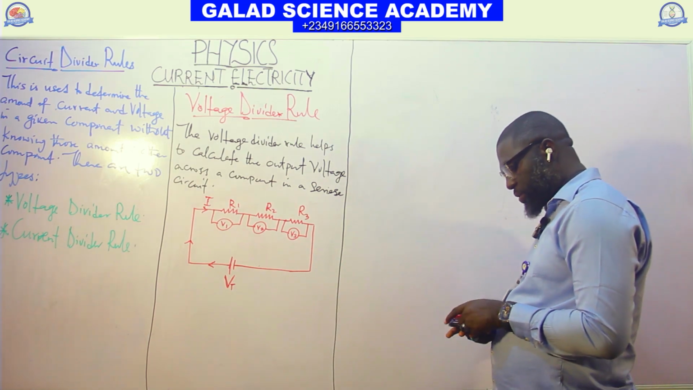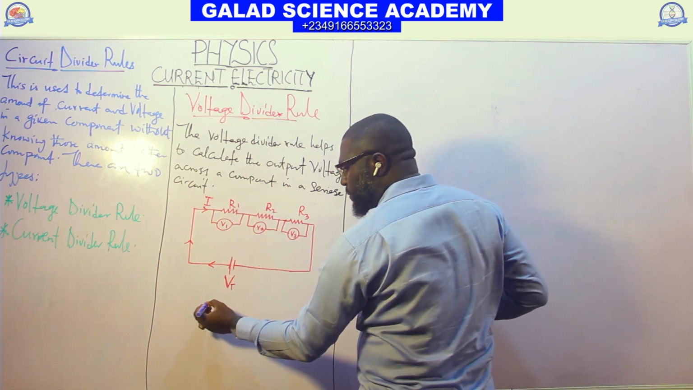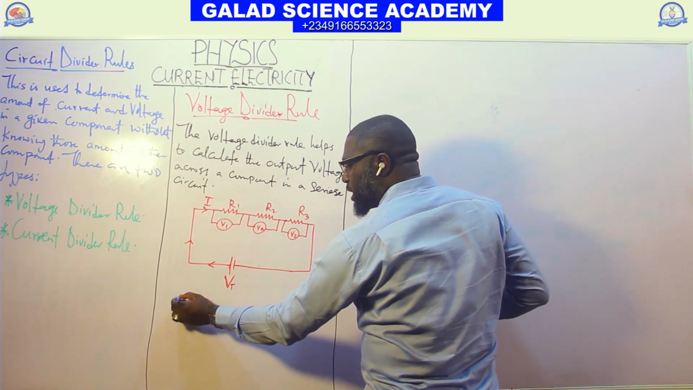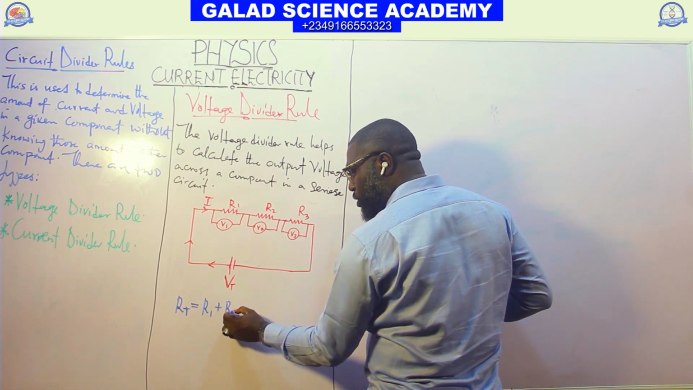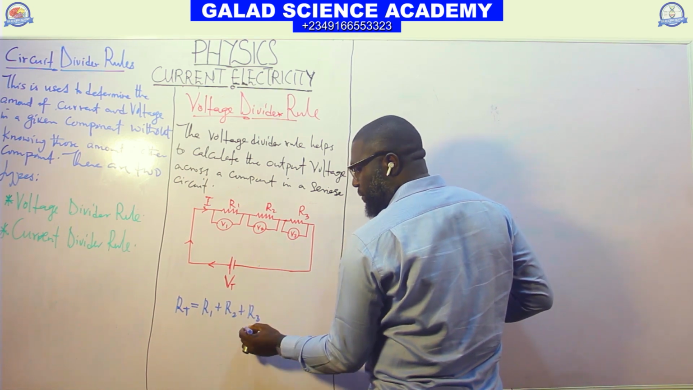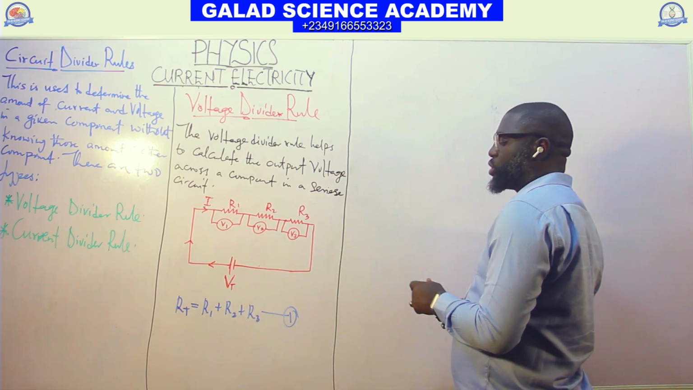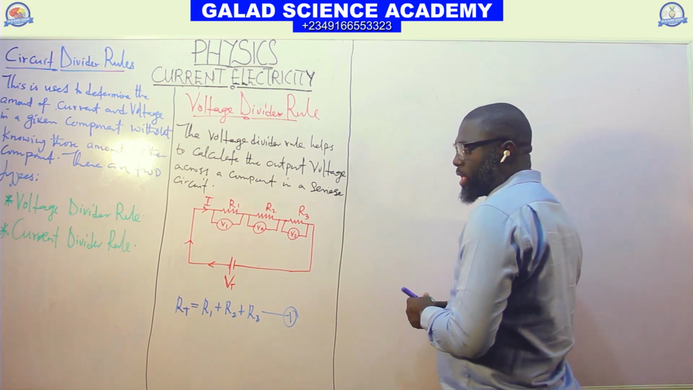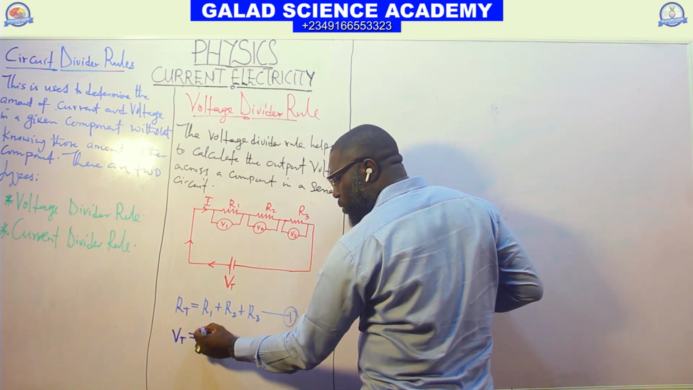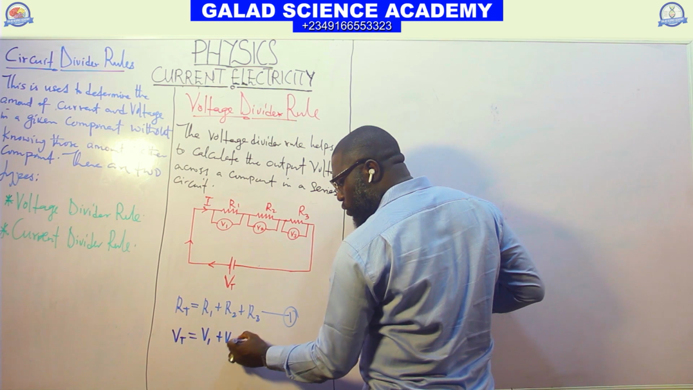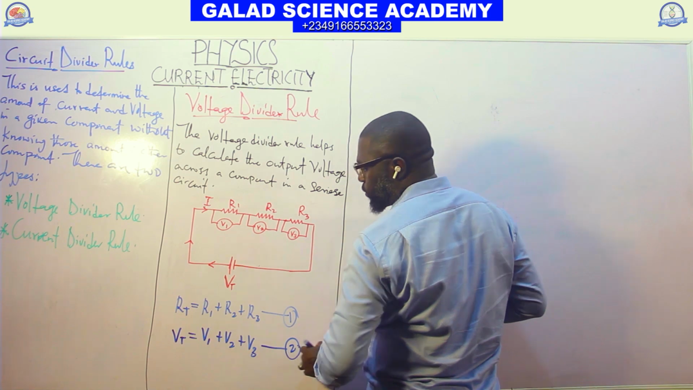So from this expression, we can say for resistors in series, the total resistance in the circuit will be R1 plus R2 plus R3. You can call it equation 1. The total voltage in this circuit, Vt, will be V1 plus V2 plus V3. You can call it equation 2.